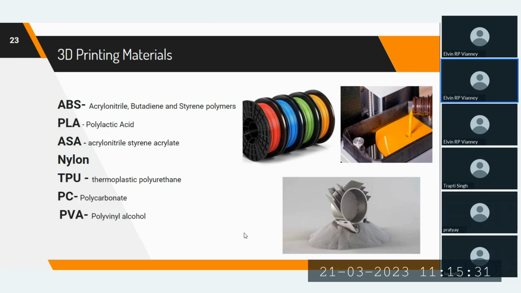And the types of materials: ABS, PLA, nylon, PVC, PVA, and PC are available in terms of filament. The second one is resin. So this is available in terms of filament as well as resin.